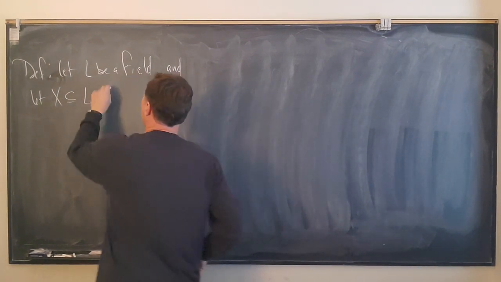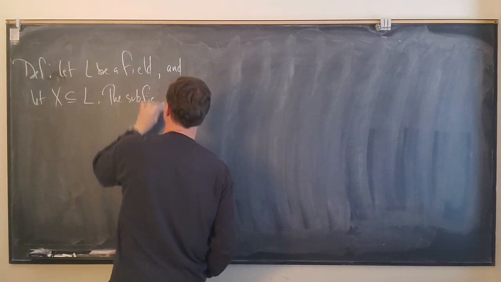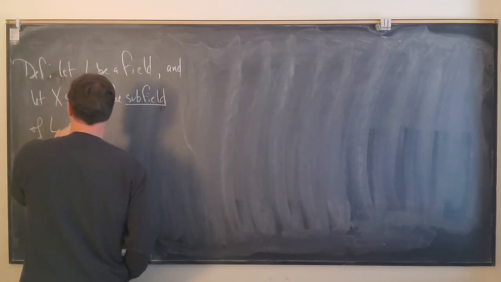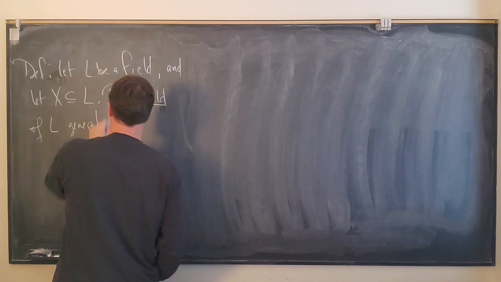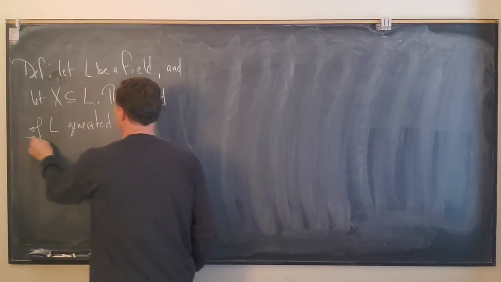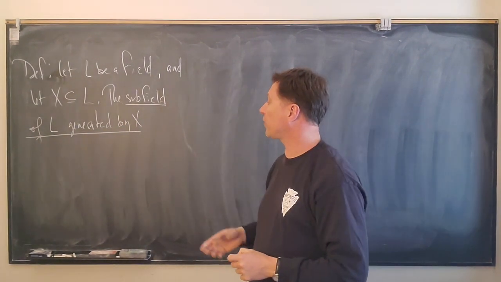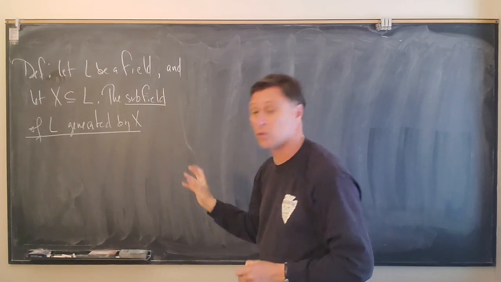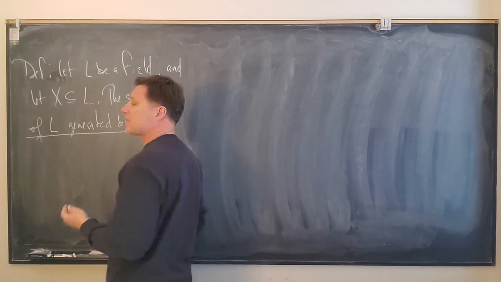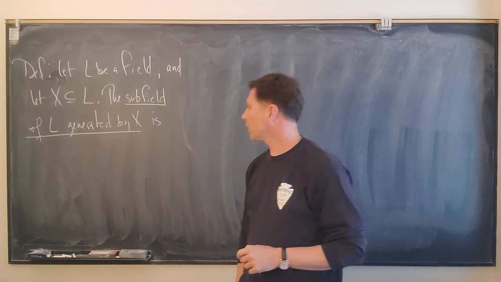Now, the subfield of L generated by X, and I'm going to underline this entire thing, but we're focusing on this generated, right? So what we have is a subset of our field, and then we want to look at the subfield generated by that subset. And so this is typical. It's the same definition as the subgroup generated by a set in group theory.